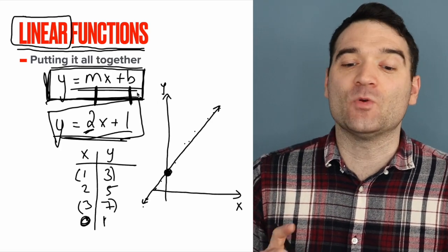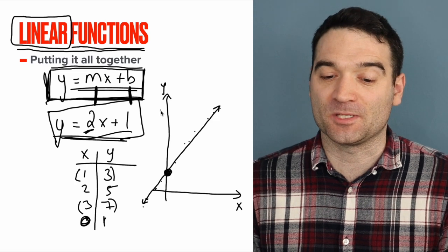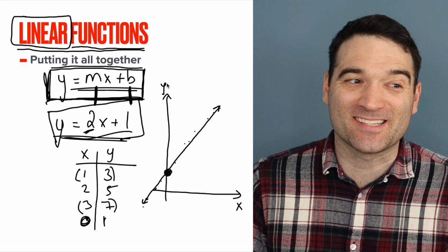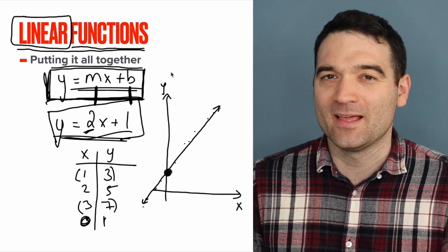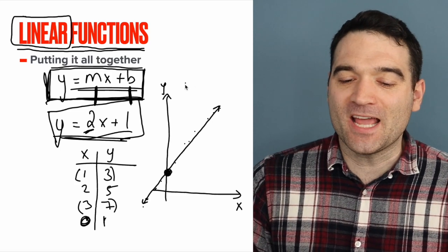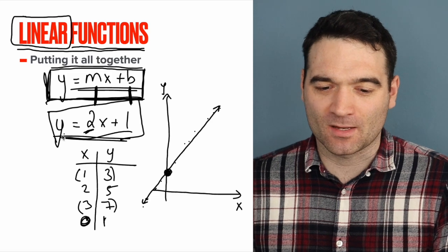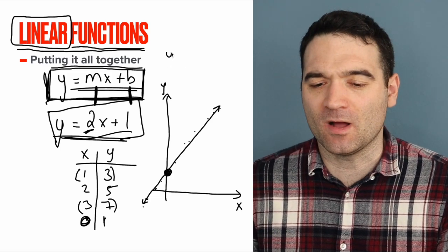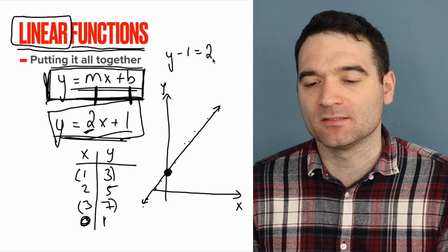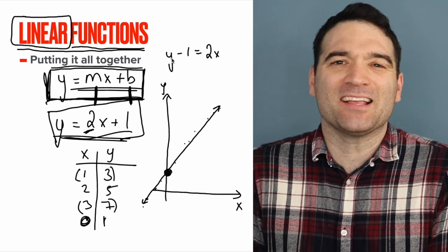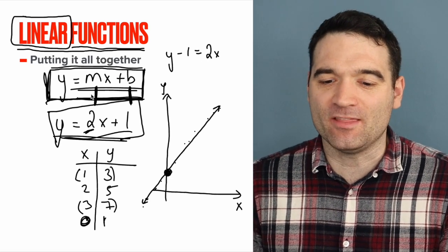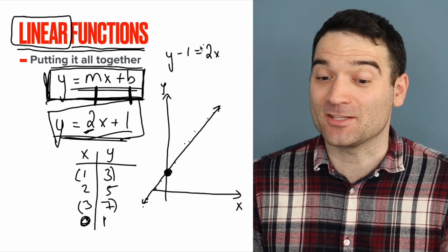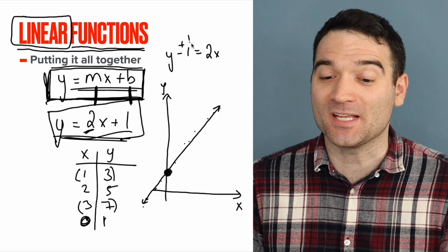Not only do you have to recognize this y equals mx plus b format, right? You have to be able to recognize when it's almost that format. Let me show you what I mean. Pretend instead of saying y equals 2x plus 1, they had said y minus 1 equals 2x. Well, as it's written right now, it's not in the y equals mx plus b format. But I can very easily make it so, right? I just add 1 to both sides.